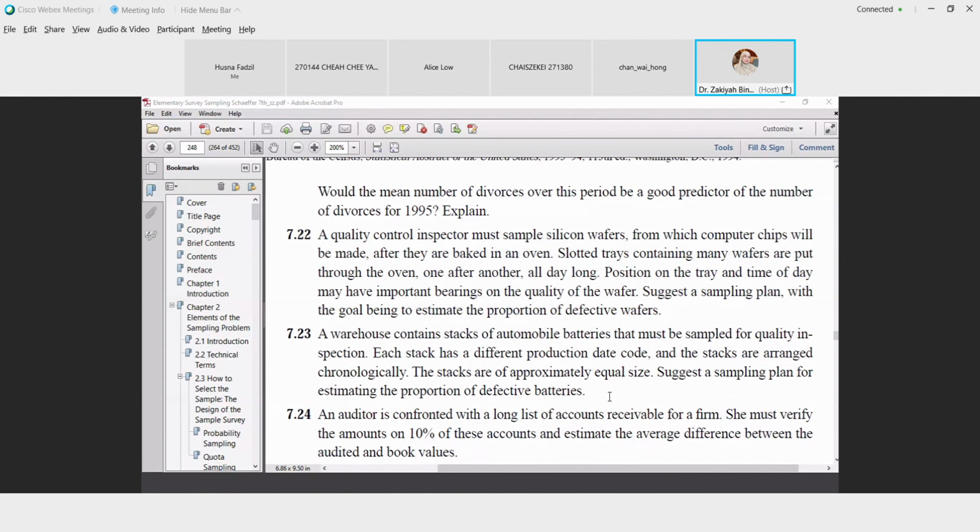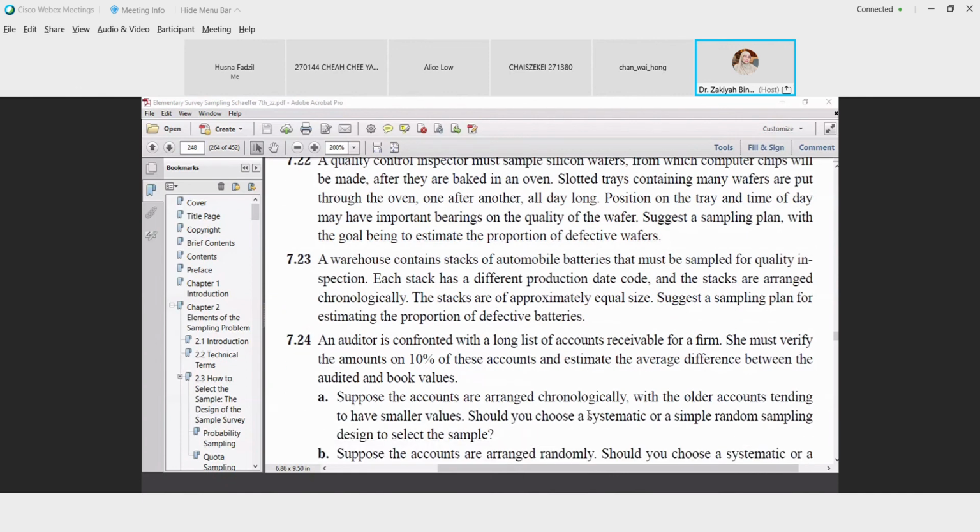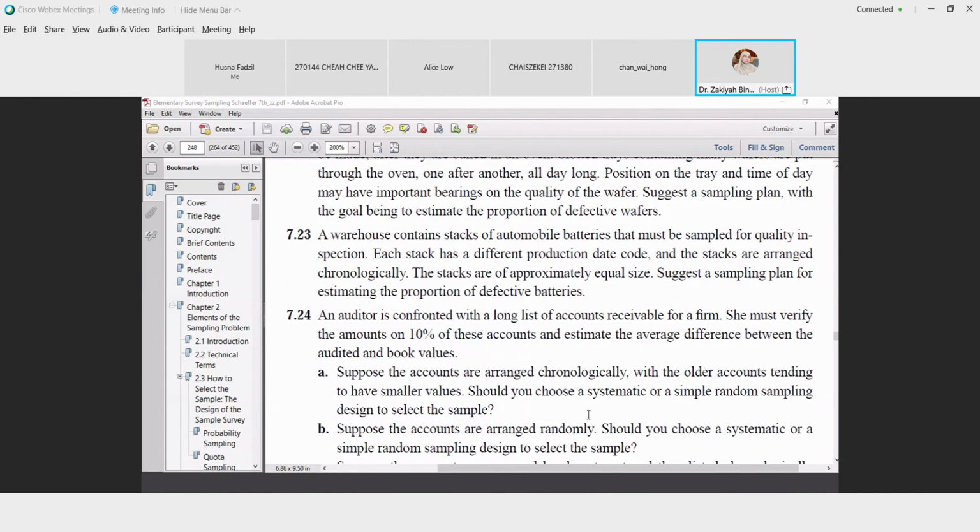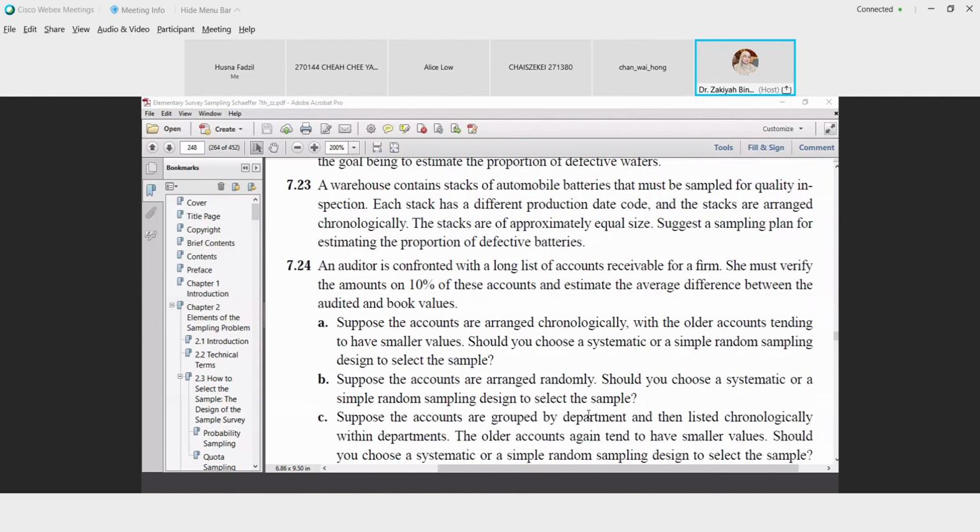Okay, 7.23 done. 7.24. An auditor is confronted with a long list of accounts receivable for a firm. She must verify the amounts on 10% of these accounts and estimate the average difference between the audited and book values. Did I give you guys 7.24? Okay. Now, three different conditions. What do you guys think?